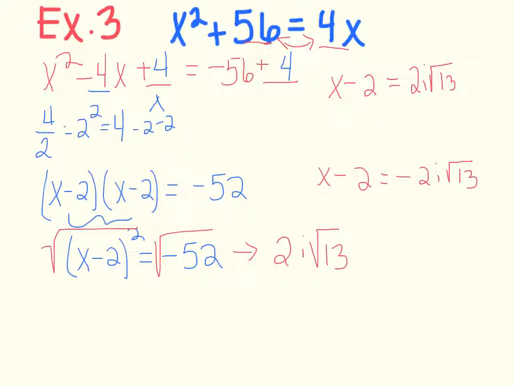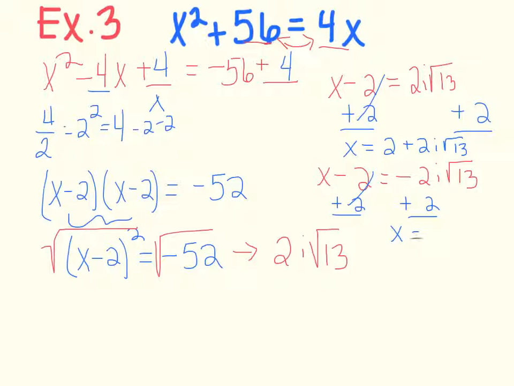So now when we solve the equation, we're going to add 2 to both sides. Again, we're not actually adding 2 since they are not the same term, the 2i radical 13. So we get 2 plus 2i radical 13. The second one, we're going to add 2, and this one we're going to get x equals positive 2 minus 2i radical 13. So our final answer we can just leave as 2 plus or minus 2i radical 13.